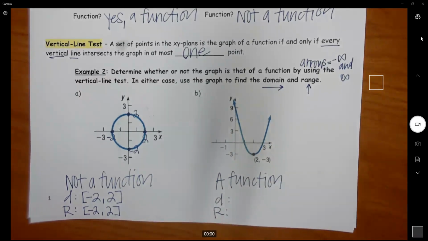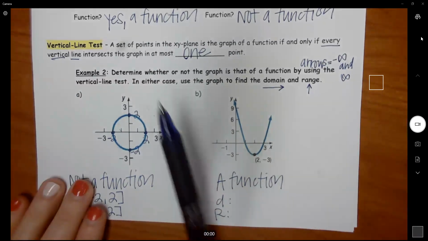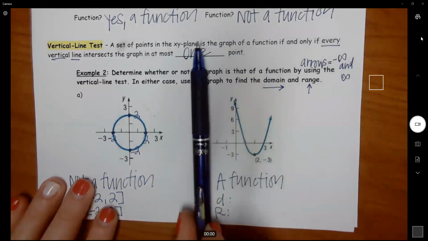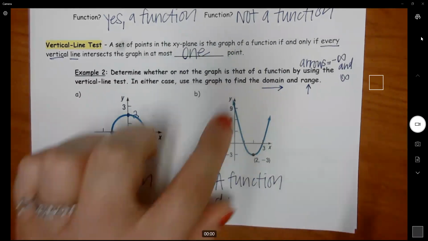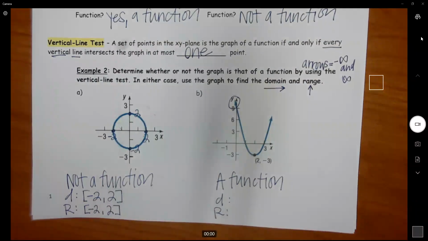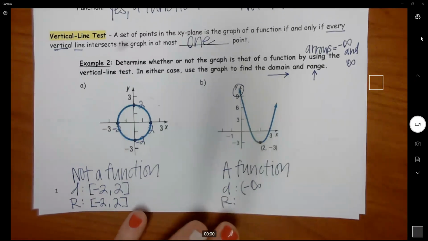Okay, so let's find domain and range. To find the domain, we're going to go left to right. When I am going from left to right, the first thing that I am touching here is this arrow. Because the first thing I am encountering is an arrow, this is negative infinity.